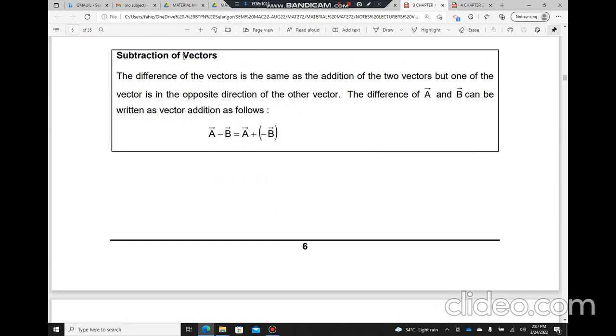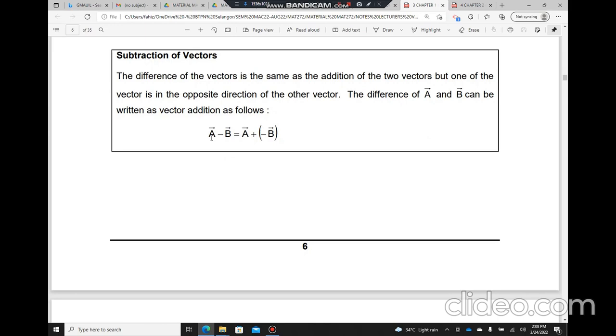Okay, next is subtraction of vectors. The difference of the vectors is the same as the addition of the two vectors, but one of the vectors is in the opposite direction of the other vector. The difference of vector A and B can be written as vector addition as follows.